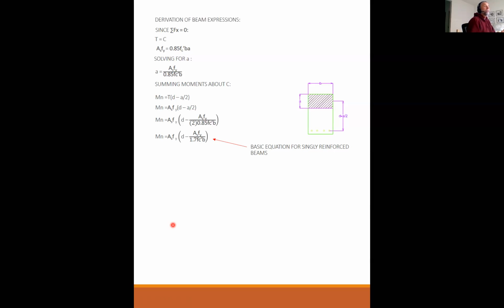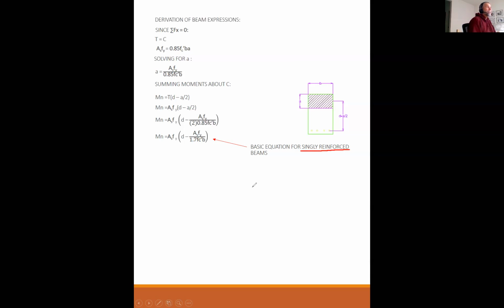Remember I said earlier, regardless of how you get to your design solution, you always have to do a check that your allowable capacity, which would be phi Mn, is greater than Mu. And this is how you would calculate your nominal capacity. Also, please note that this is only for singly reinforced beams.